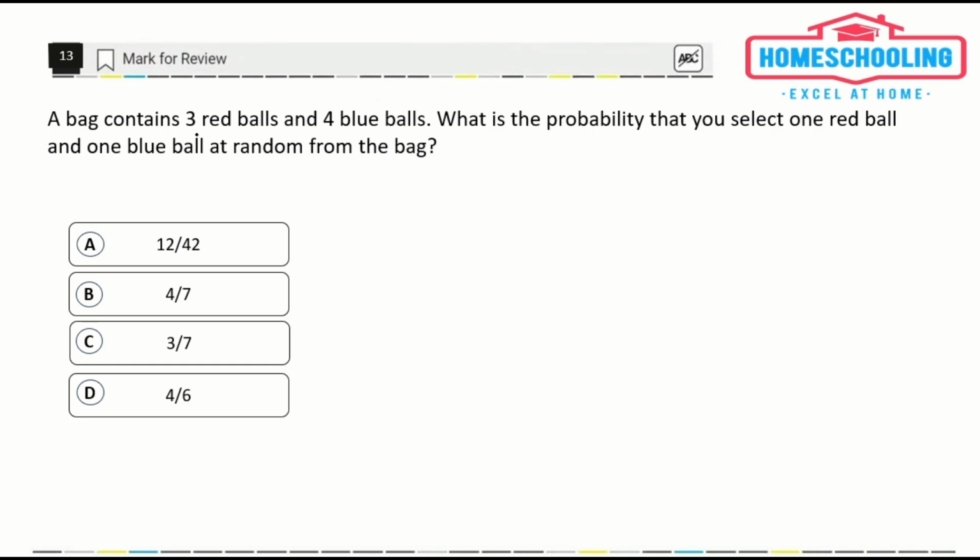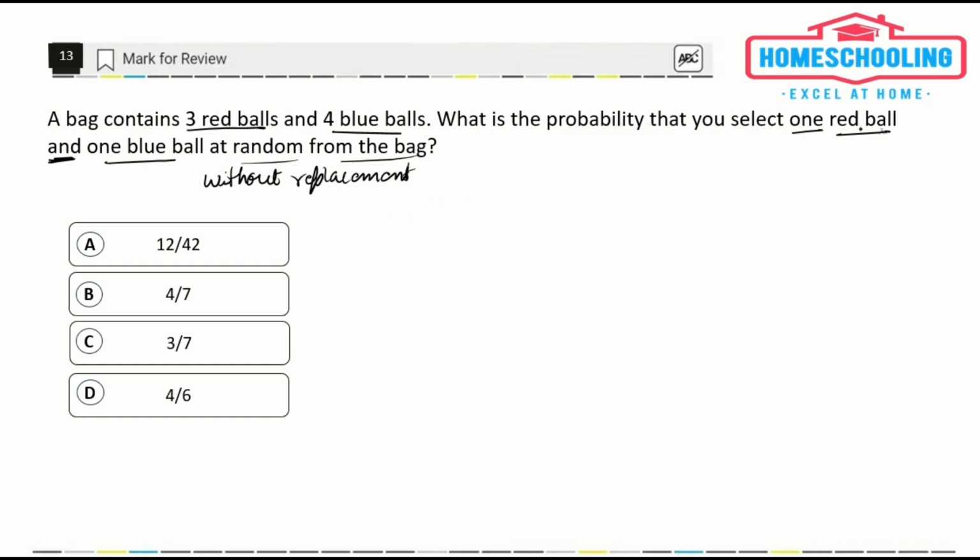A bag contains 3 red balls and 4 blue balls. What is the probability that you select one red ball and one blue ball at random from the bag? Here, whether it is with or without replacement is not given. So by default, we will take without replacement. Whenever it is not given in the question whether it is with or without replacement, by default, we will take it as without replacement.